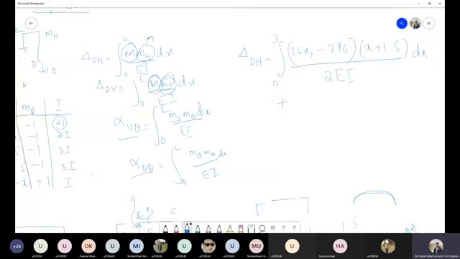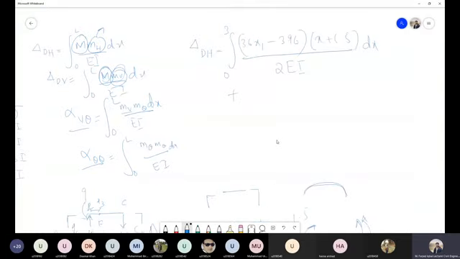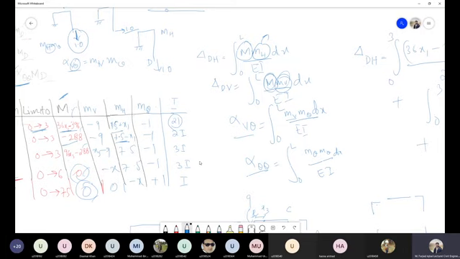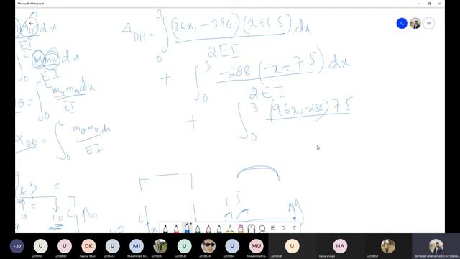For section 2, again this capital M is minus 288 and MH is 7.5 minus x1, and limits are 0 to 3 again. So capital M is minus 288, MH is minus x plus 7.5. This EI is 2EI and again dx. And for the third section, the limits are again 0 to 3. This factor is 96x3 minus 288. So this is minus, and the third factor is 7.5, and this EI factor is 3EI dx.